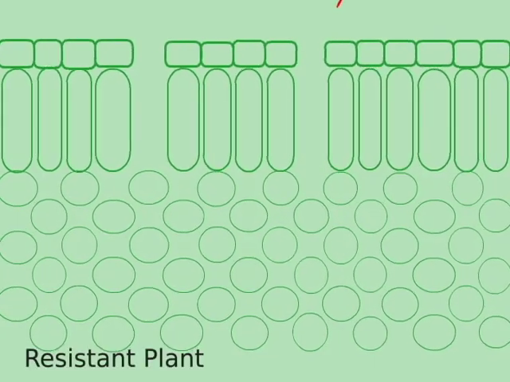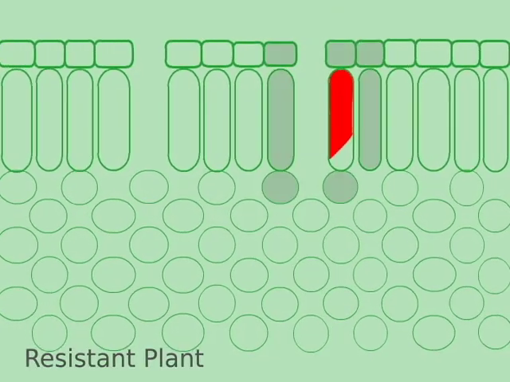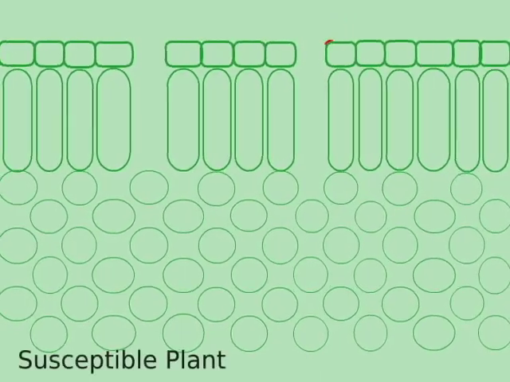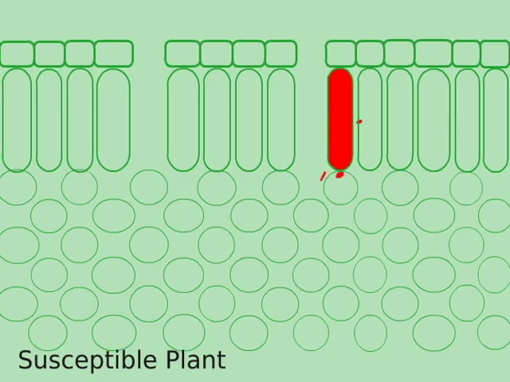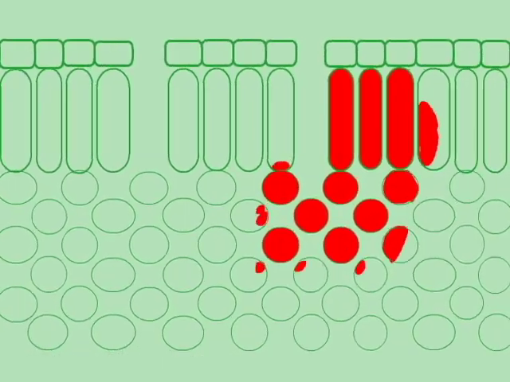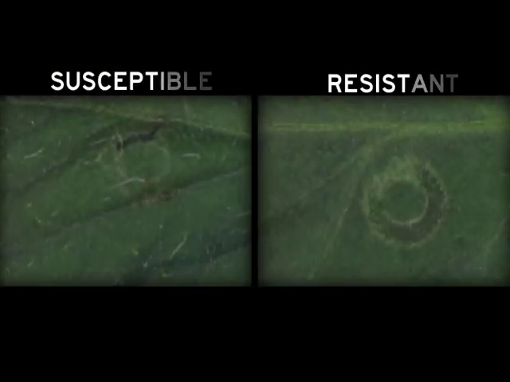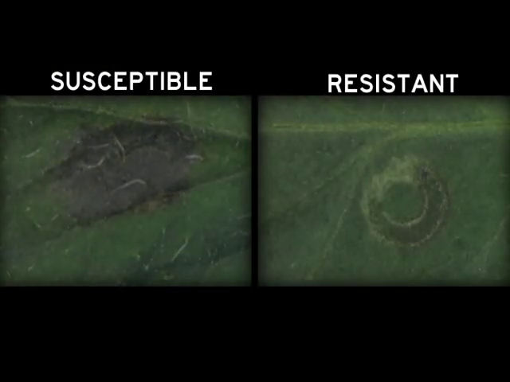Within a short period of time, often just 1 or 2 days, resistant plants will have small dark spots. These dark spots indicate that the plants have contained the infection, whereas the susceptible plants will show signs of a rampant and uncontrolled infection. Eventually, susceptible plants may be completely overcome by disease and die.